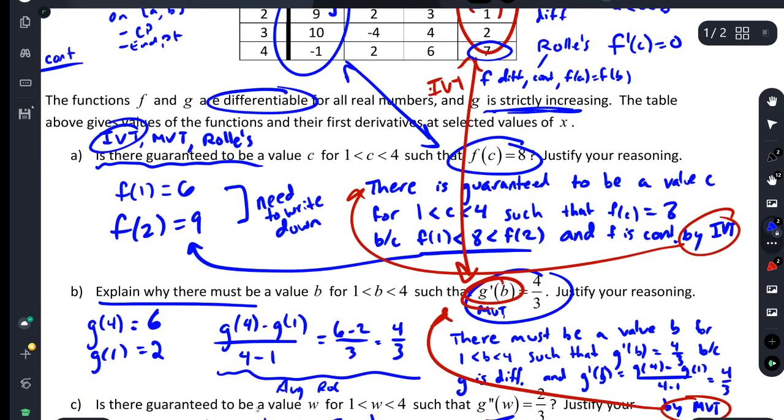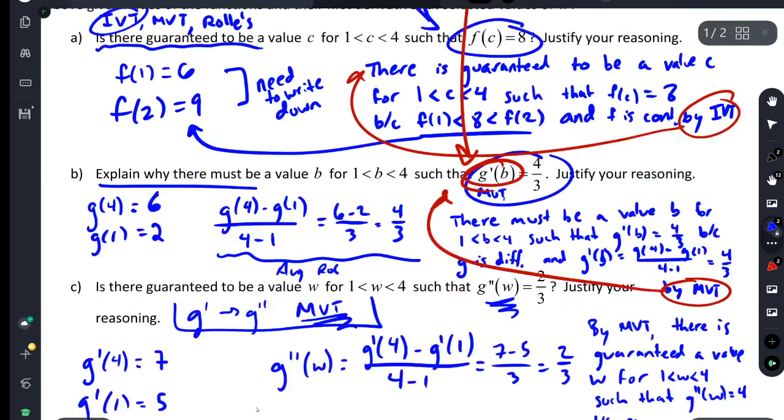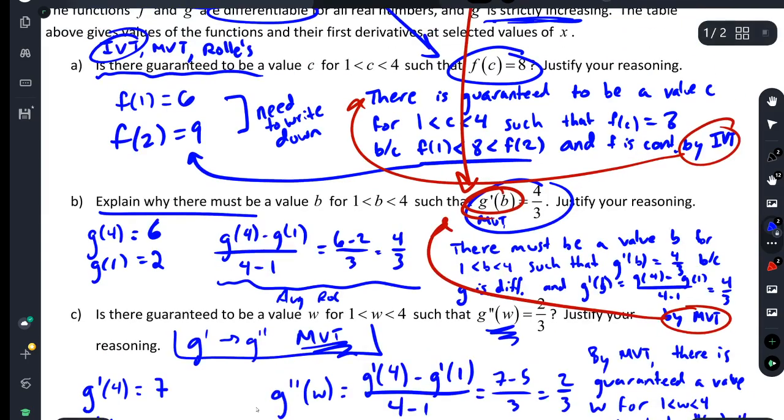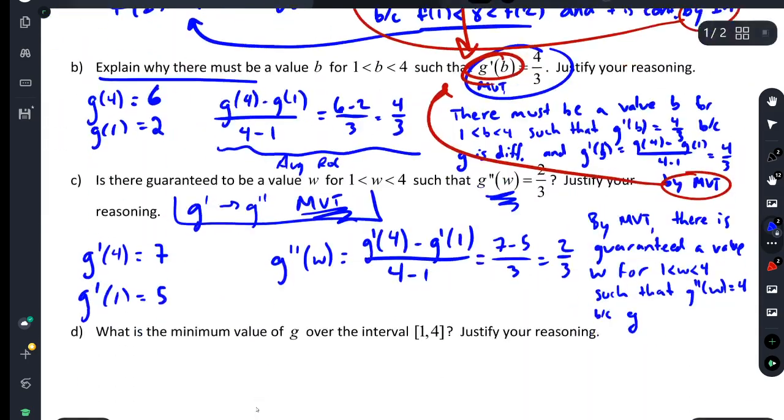In this one, actually, they probably should have told me G prime is differentiable. If they don't tell me G prime is differentiable, then actually, I could say, no, there's not guaranteed. And that's a neat point I didn't think about before when I was writing this question: in order for G double prime to work, we're working off of G prime. We're working like one layer down. So we would need G prime to be differentiable. If they didn't say that, we could say, no, MVT doesn't apply because we don't know if G prime is differentiable. But I'm going to pretend that I just added that in, G prime is differentiable.